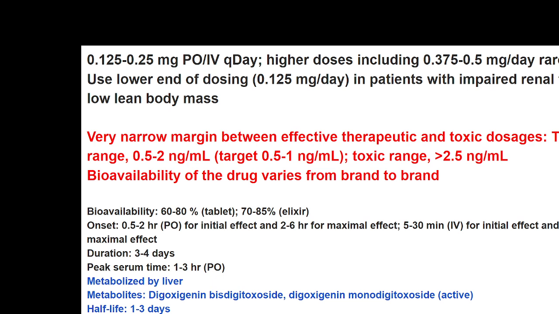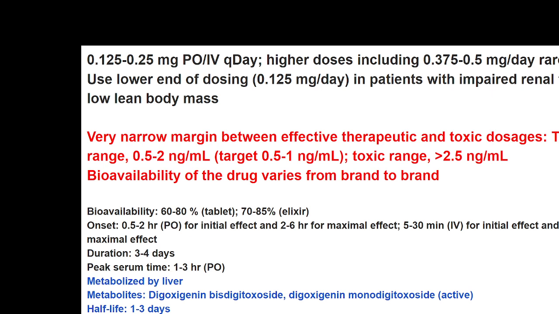The major risk with the digoxin dose is that the margin between the effective therapeutic dose and the toxic dose is quite low. The therapeutic range is 0.5 to 2 nanograms per milliliter. The ideal target should be 0.1 to 1 nanogram, whereas the toxic range is 2.5 nanograms. This is one of the issues.